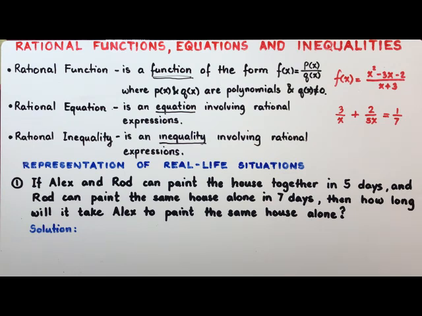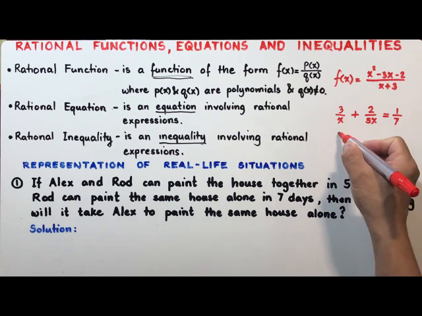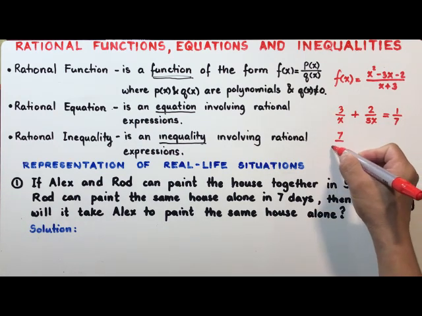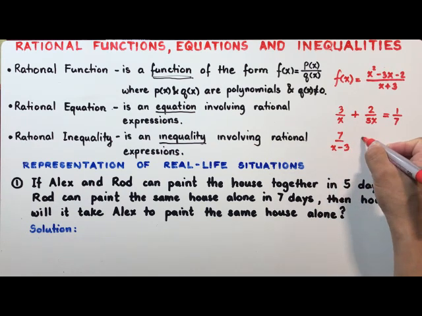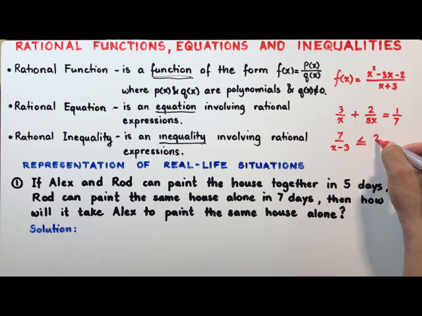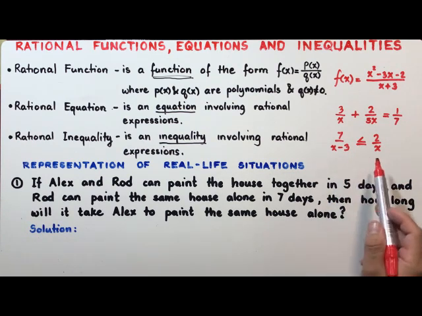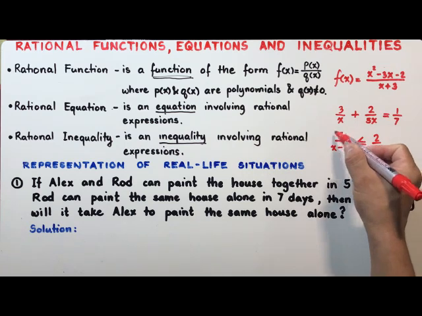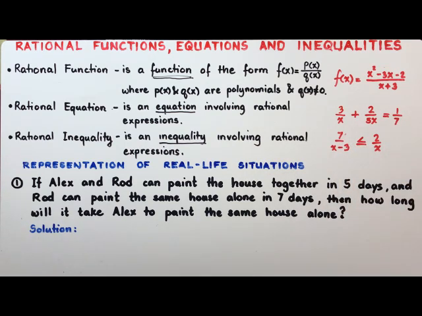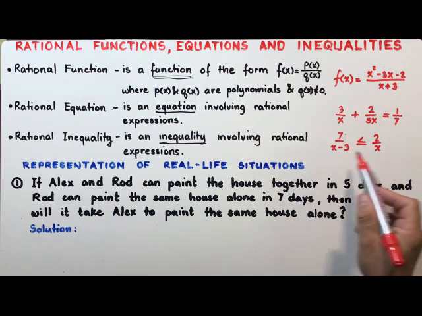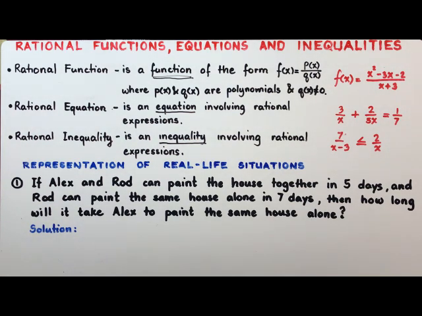Now, also, an example of a rational inequality is when you have 7 over x minus 3 is less than or equal to 2 over x. Now you see in this example that this is an inequality that involves rational expressions. At the left of this inequality, it's a rational expression, and also at the right, it's a rational expression. And therefore, this is an inequality that involves rational expressions. Hence, this is a rational inequality.